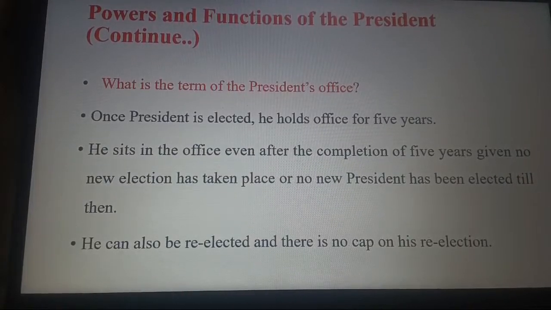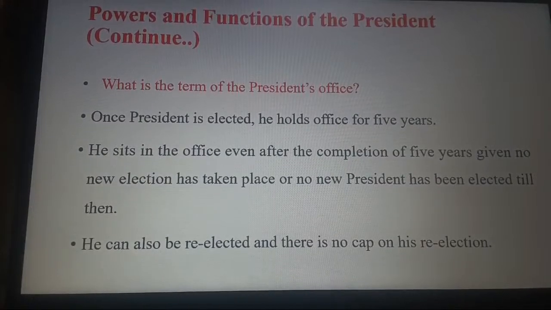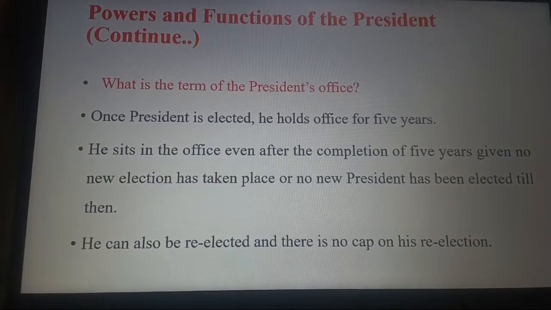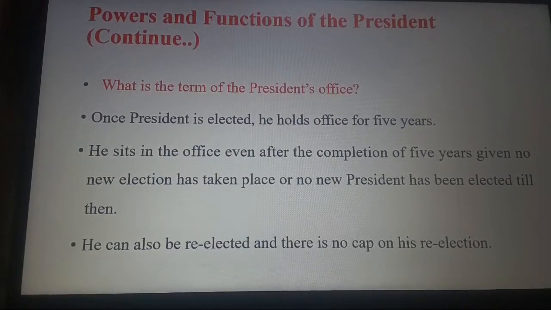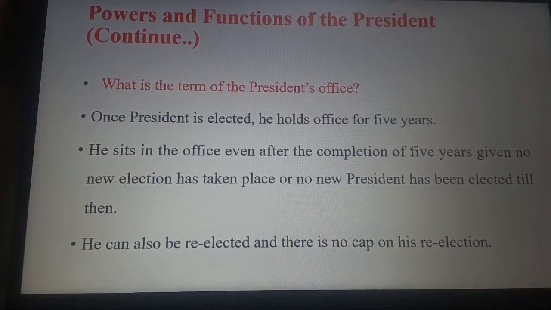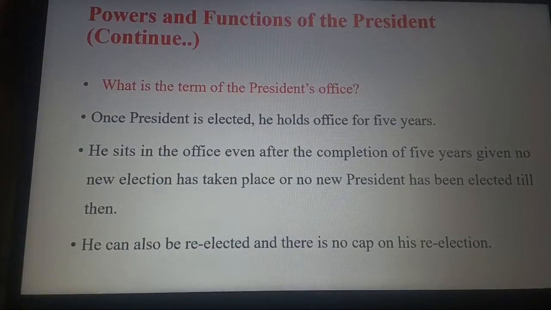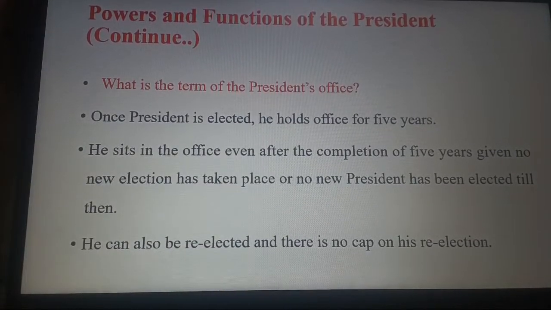What is the term of the president's office? Once the president is elected, he holds office for 5 years. He sits in the office even after the completion of 5 years, given no new election has taken place or no new president has been elected till then. He can also be re-elected and there is no cap on his re-election.